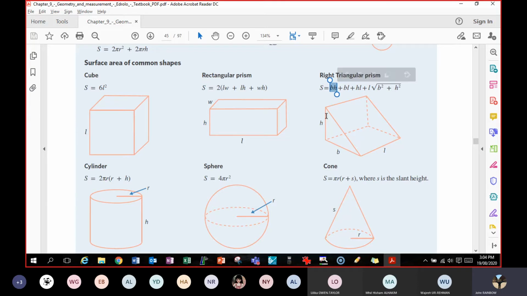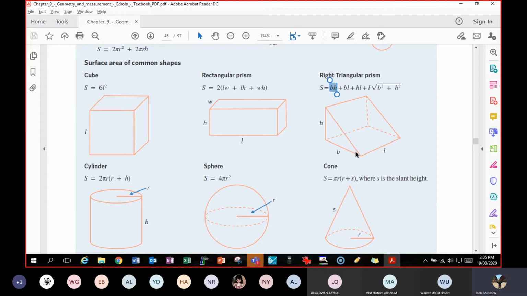Base times height. Why can we go base times height? Well, if this is a right-angled triangular prism, if you went base times height, it would give you a square, because it's actually giving this area and that area. And that's why we have that one there.